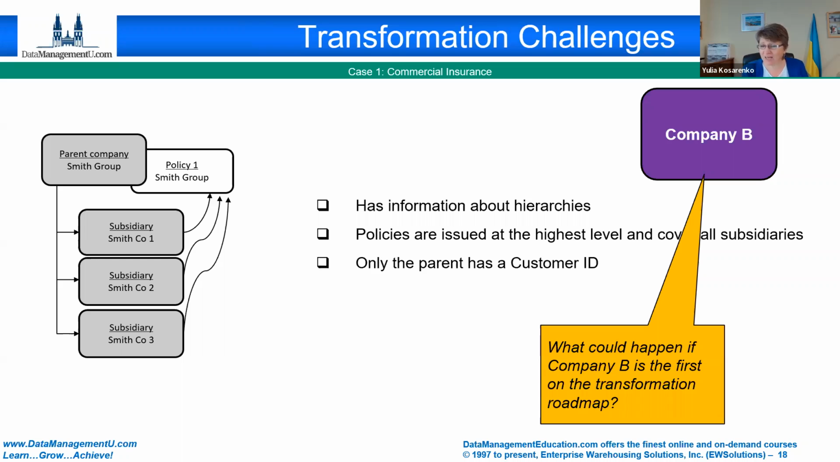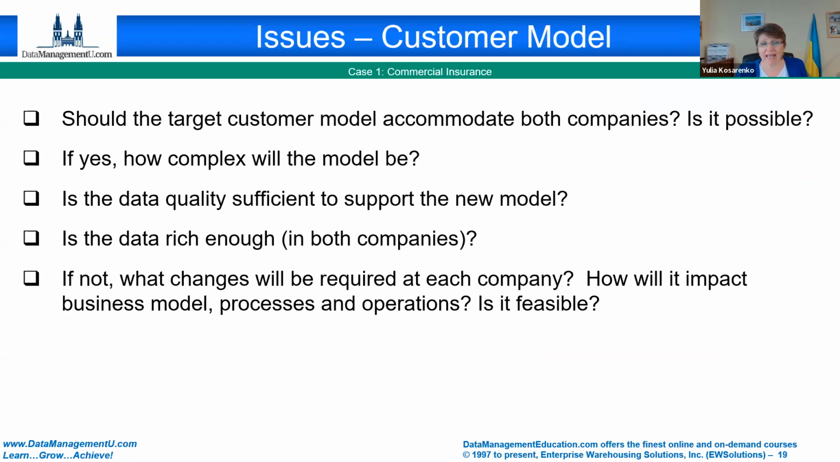For example, if company B is the first one on the transformation roadmap with its simplified structure, what are we going to do when we start looking at company A? And how can we possibly support those non-compete rules if you don't know what is the same customer, especially when we talk about commercial customers, right? So we started to list all these issues. What about our target customer model? Should it accommodate both companies? Is it possible? How complex is it going to be?